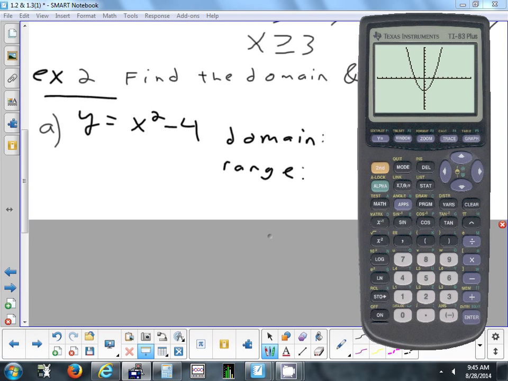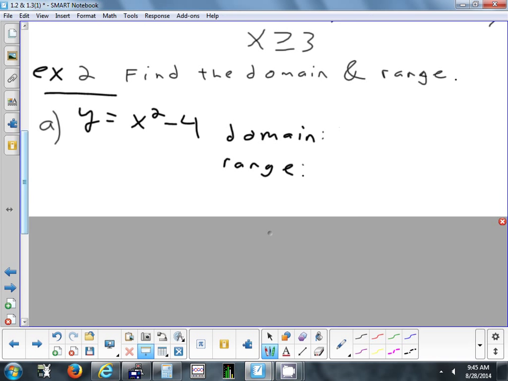What's the domain for that? How far left and right is that graph going to go? Yeah, it goes infinitely left and right. So the domain here is negative infinity to infinity. In other words, there is no restriction on what you plug in for x. You can square any value you want.